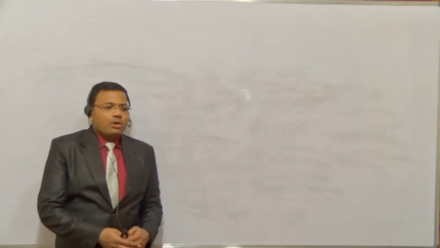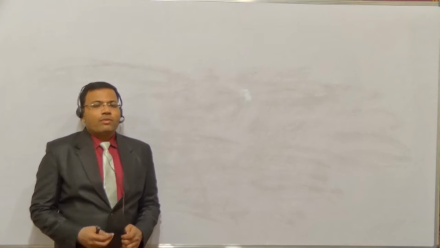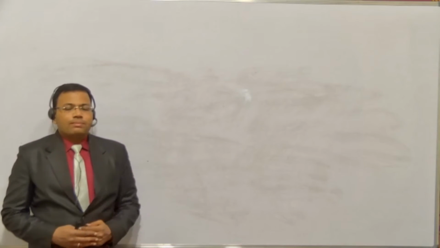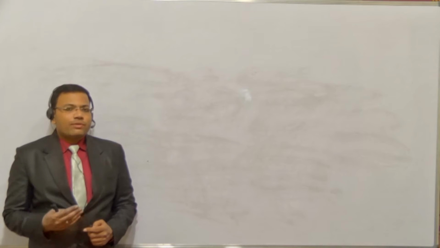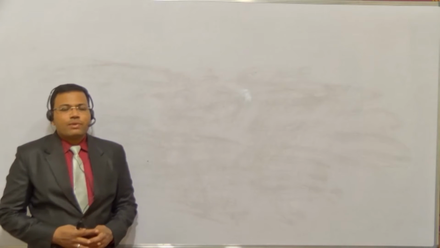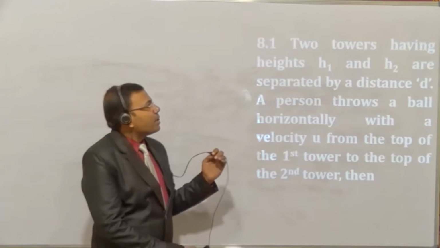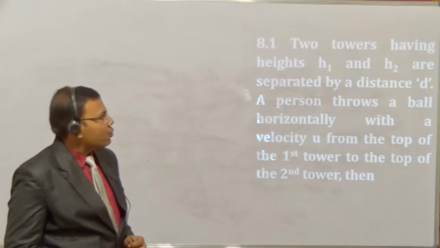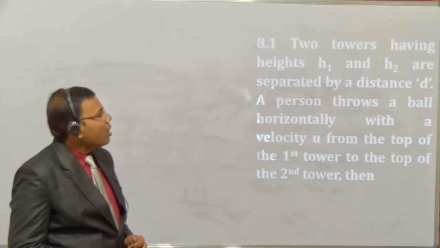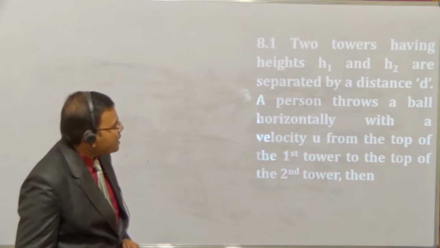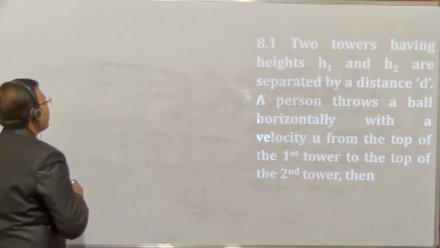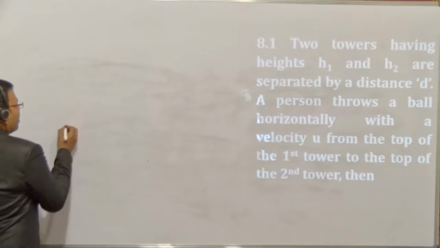Students, we have discussed the horizontal projectile motion. We have discussed the time of descent. We have discussed the equation of the horizontal projectile motion, as well as we have seen the range as well as the velocity. Now based on this, a person, देखिए बेटा यहाँ पे two towers are there having heights h1 and h2, separated by a distance d. तो पहले हम यहाँ पे जो है ना, we draw two towers.